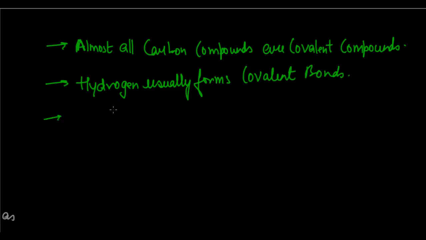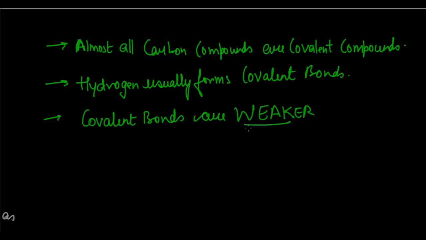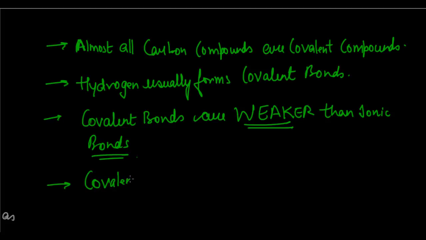Another property, covalent bonds are weaker than ionic bonds. You will see that ionic bonds are really strong, covalent bonds are slightly weaker. Okay? They are weaker than ionic bonds. Just try to understand that ionic bonds are much, much stronger, right? So, lastly, covalent bond structures can be determined through hybridization.